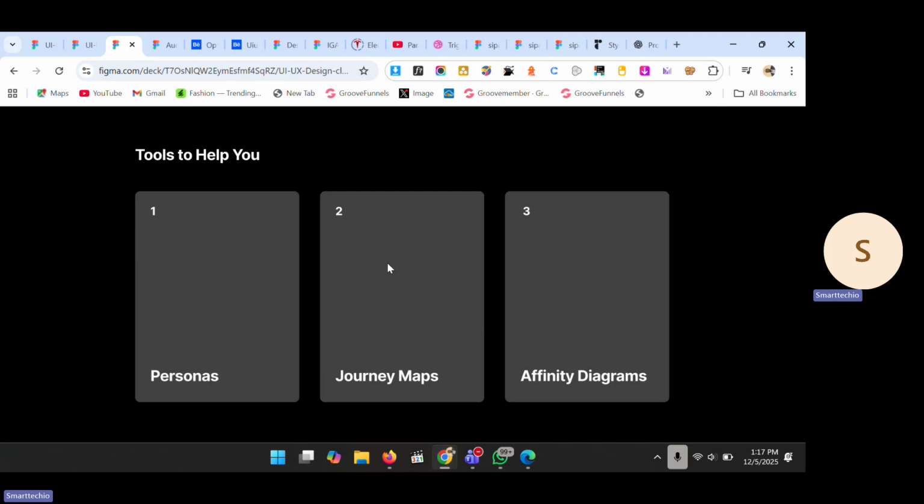Journey map is like the ways, the tasks they are trying to achieve. What are the ways to achieve that? What is the process they are going to follow? Let me put it that way. You want to travel. Maybe you are living in Lagos and you're trying to go to Abuja. What is the process you're going to follow to reach Abuja from Lagos?